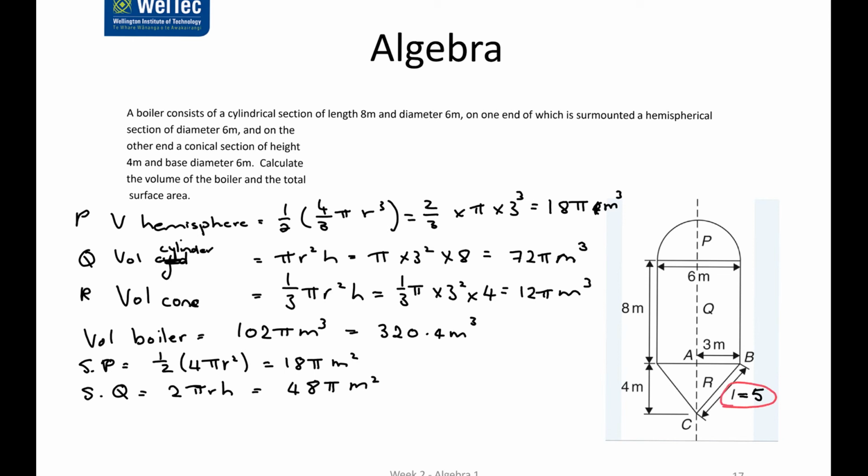And then the surface area at the bottom, the surface area of R, would be equal to pi r L, which would be 15 pi meters squared. So adding them all up, the total surface area would be 18 plus 48 plus 15, which would be 81 pi meters squared. And if you needed a number, it would be 254.5 square meters.